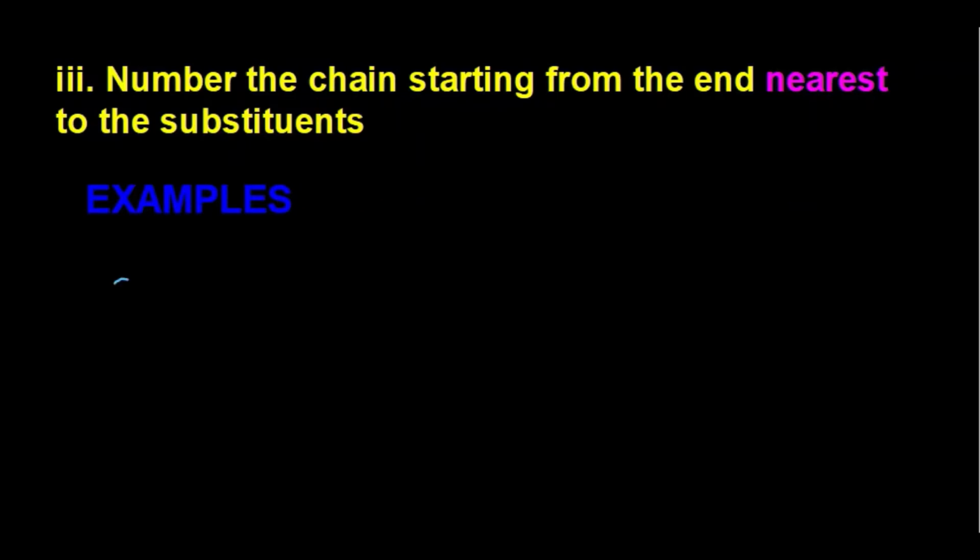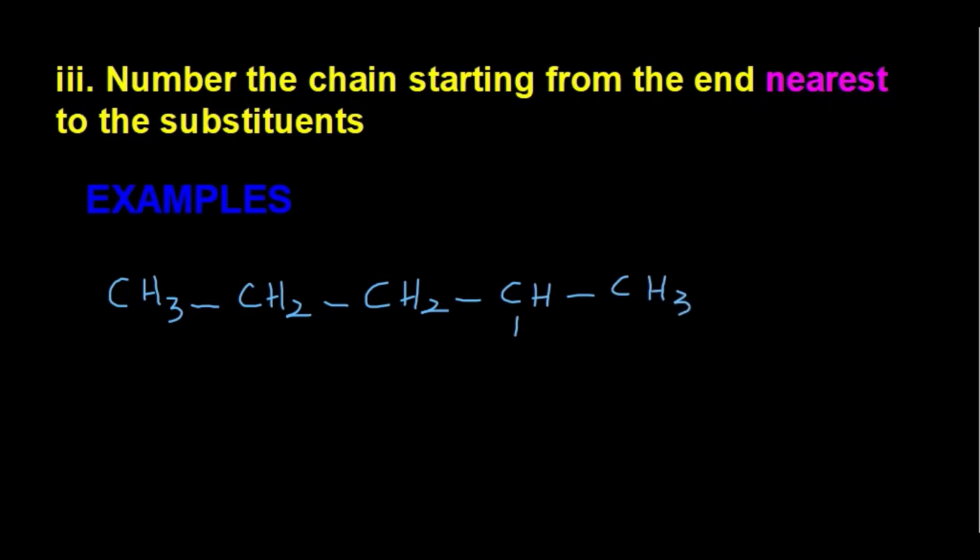Let's see the first example. If we have a molecule made up of CH3, CH2, CH2, CH, CH3, CH2, CH3. This is the molecule, students. Now we do the numbering.